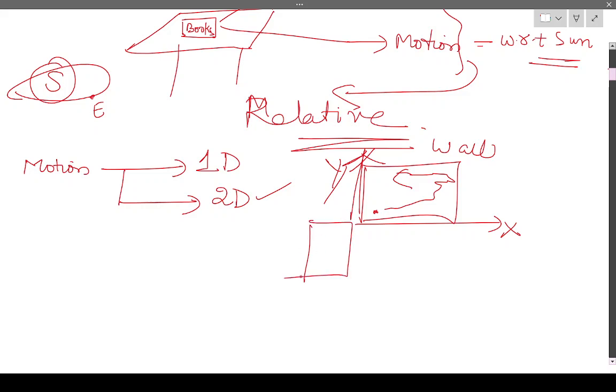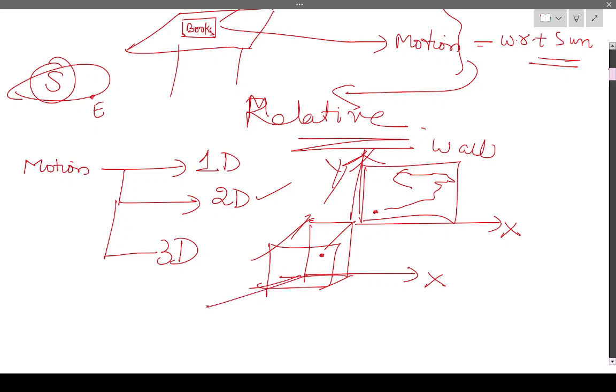Suppose there is a mosquito in a room, and the mosquito is flying. So what type of motion is that? It is a three-dimensional motion. Three coordinates are changing. So I can take this as my X, this as my Y, and this as my Z.